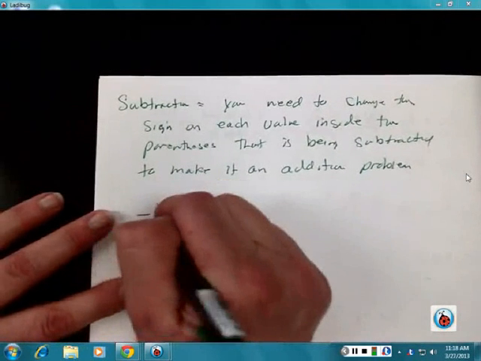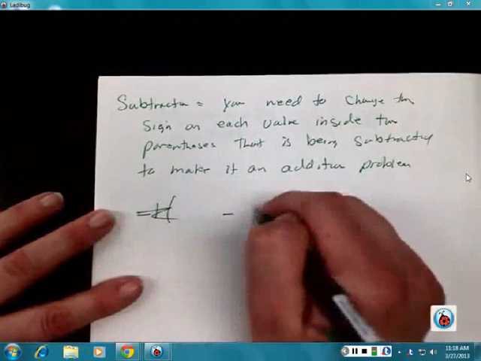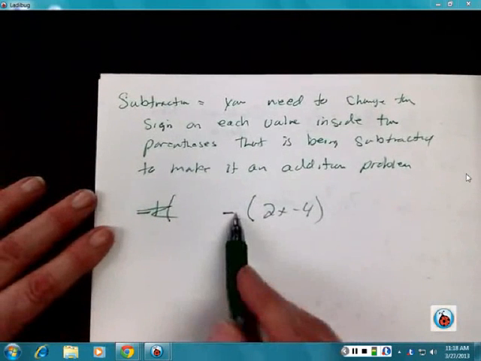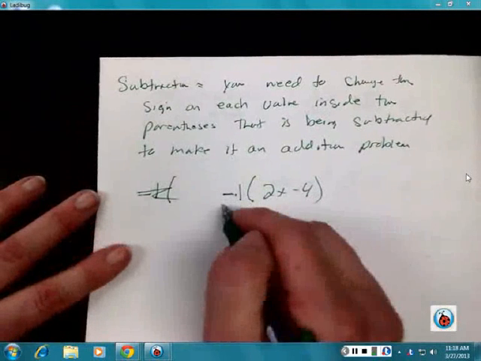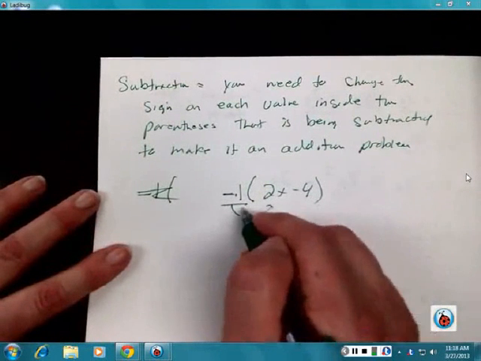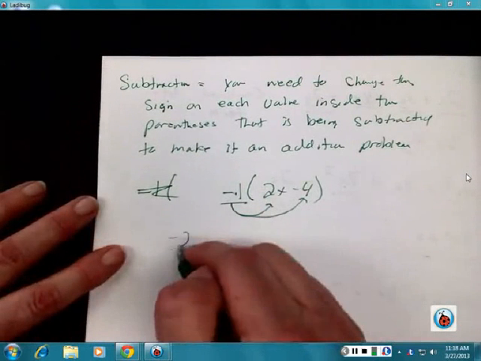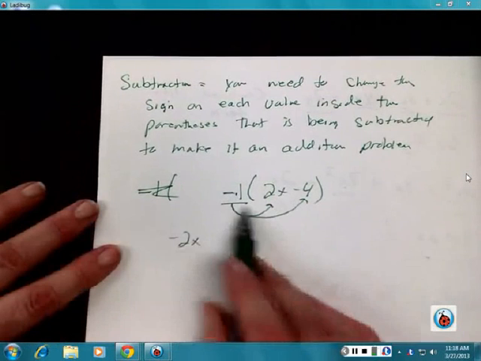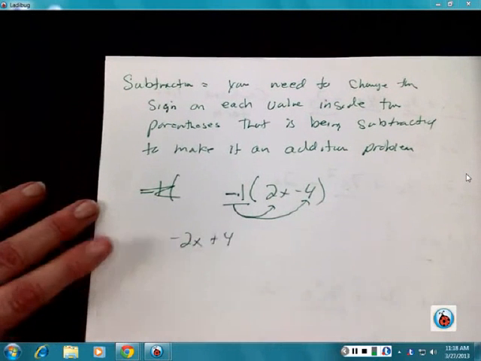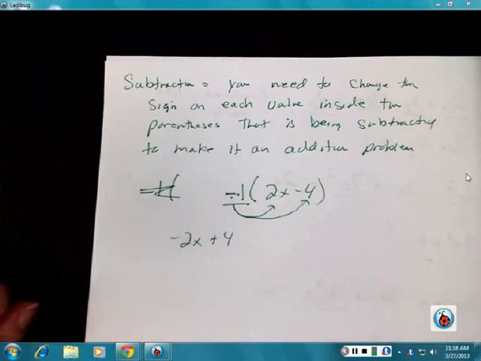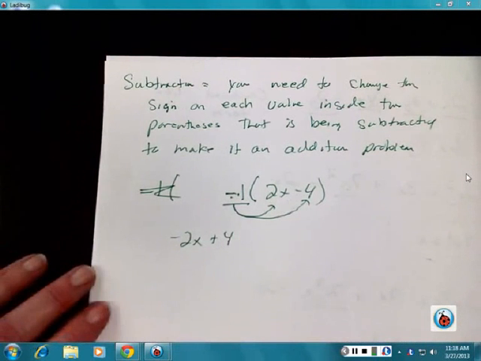What that means is if I have a negative times 2x minus 4, this negative out in front is a negative 1. So I need to distribute or multiply each piece by a negative 1. So negative 1 times 2x becomes a negative 2x. A negative 1 times a negative 4 becomes a positive 4. So be really careful with your signs. This is the only spot in here that makes it bad, is you might mess up a sign. So keep track of your signs.